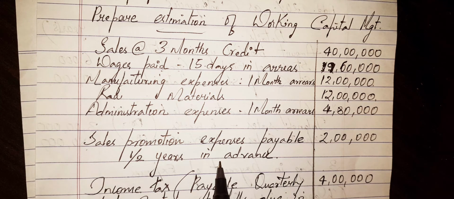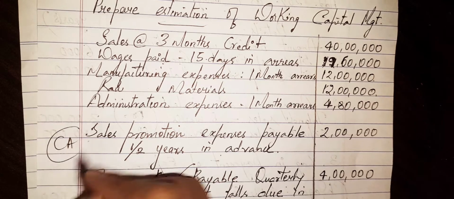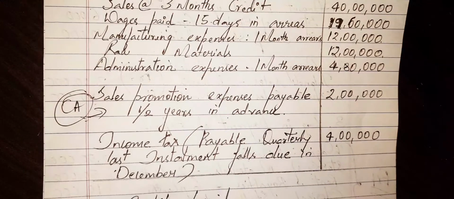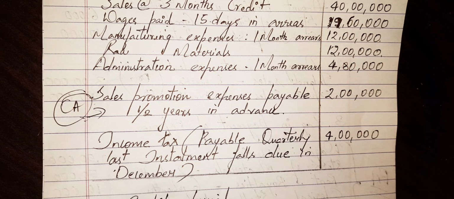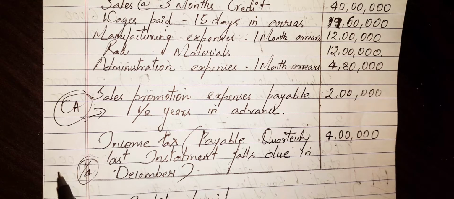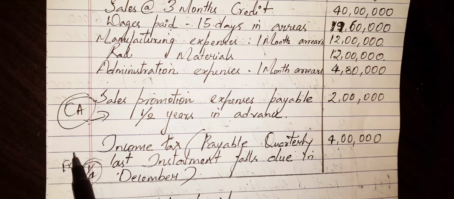Okay, advance is again a current asset, advance they have paid. Next, income tax payable quarterly, last month falls due in December. So income tax they are paying one quarter, so it will be 1/4. So this is also an expense.